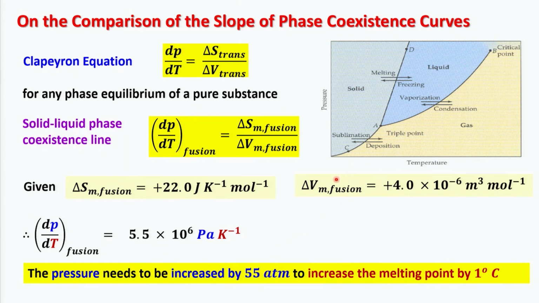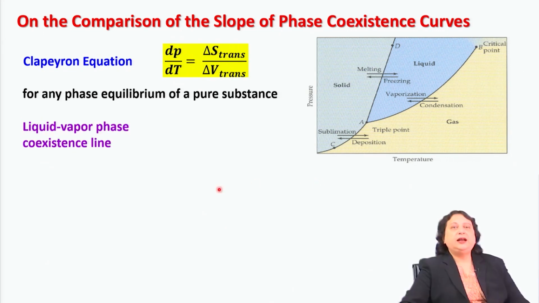So, that is the reason why you see that first of all the slope is positive. Therefore, if you want to increase the equilibrium temperature, you have to increase the equilibrium pressure, and you see that this is a very high value of the slope, which means that I have a steep phase coexistence curve between the solid and the liquid, for which the data of fusion of delta S and delta V are given to you. Now, if I go ahead and consider the liquid vapor phase coexistence line.